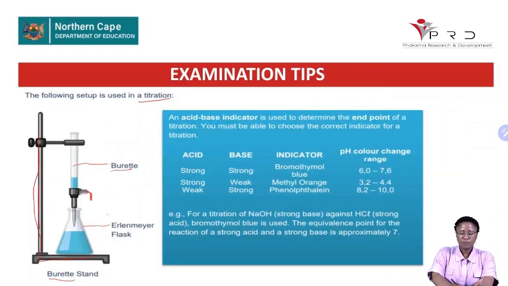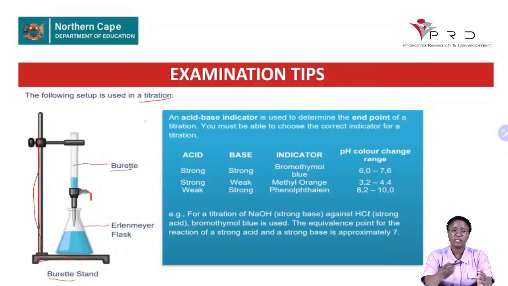And then what will happen? You will put either an acid in your Erlenmeyer flask, and then you can put your base in the burette, and you are really trying to just find the concentration of the unknown using the concentration of the known. That is basically what titration is about.